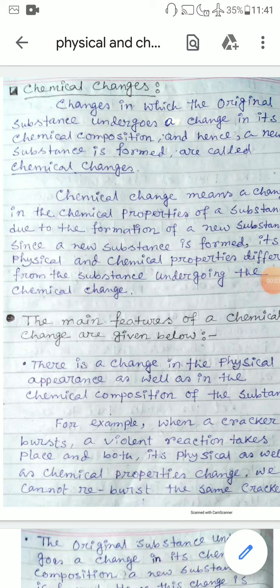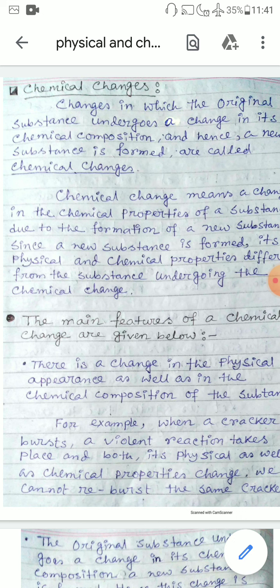Today I'll discuss ICSE class 8 chemistry. The topic is physical and chemical changes. Today I'll discuss chemical changes. In the previous video I have already discussed different types of changes and physical changes. Today I'll discuss chemical change. So let's see what a chemical change is.